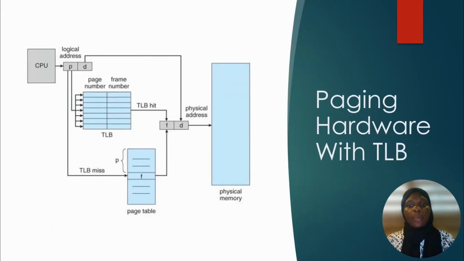Paging hardware with TLB. Some TLBs store an address space identifier in each TLB entry. The address space identifier uniquely identifies each process to provide address space protection for that process. Otherwise, need to flush at every context switch. On a TLB miss, a value is loaded into the TLB for faster access next time. Some entries can be wired down for permanent fast access.